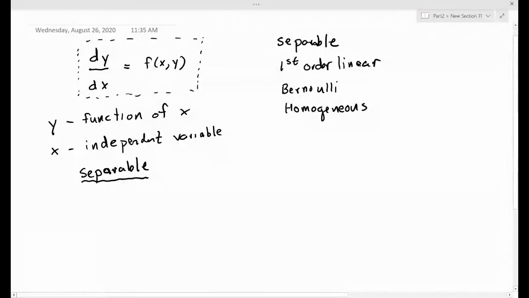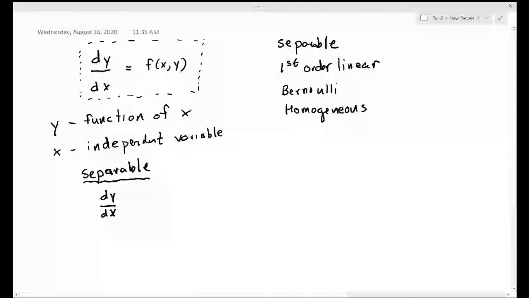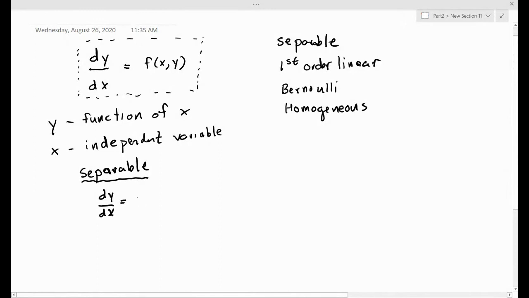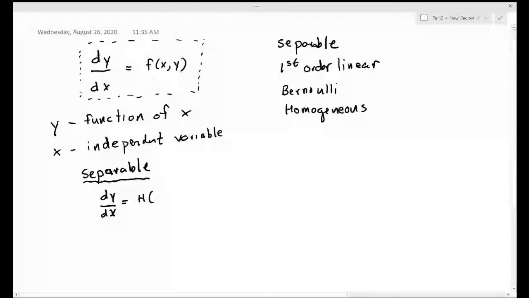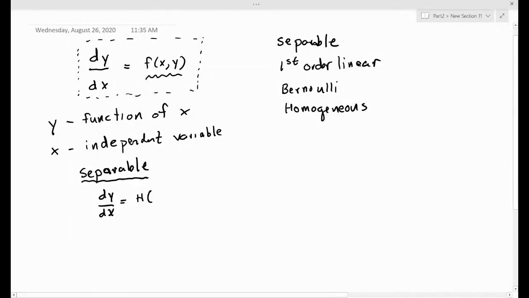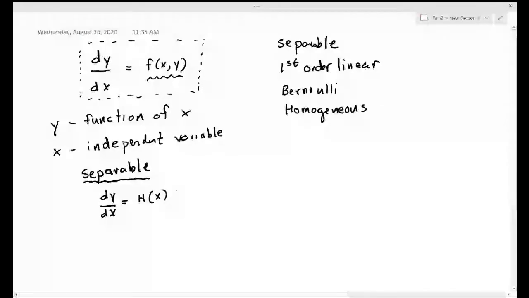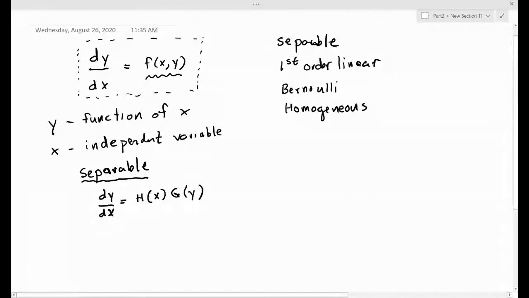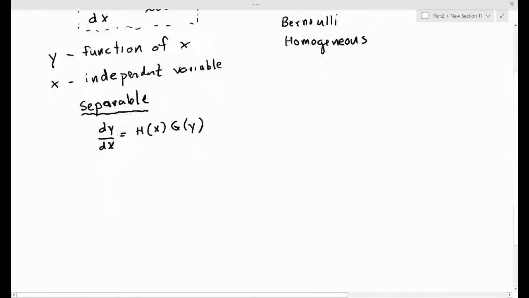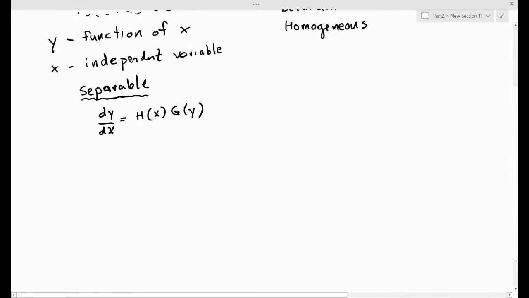So separable is usually covered first because it's a type of differential equation that you've maybe even solved in calculus. Separable is where you can factor the right-hand side, this function of x and y, into a function of just x times a function of just y. And in that case, you can separate the x's and the y's on either side of the equality.